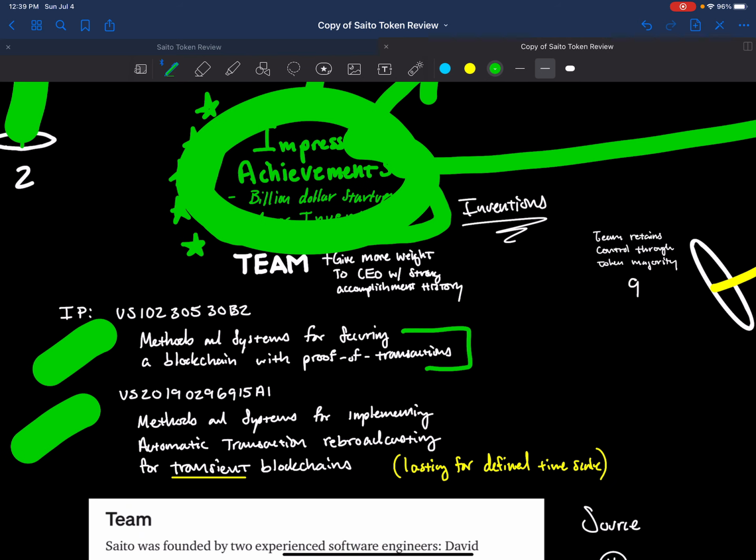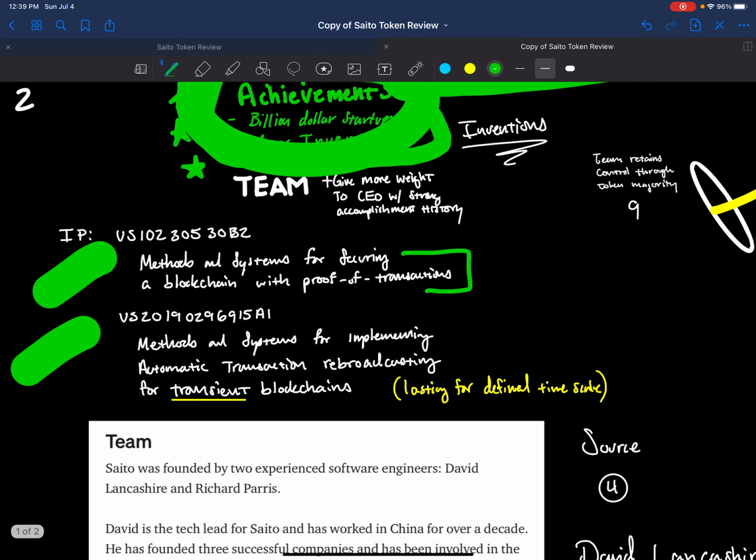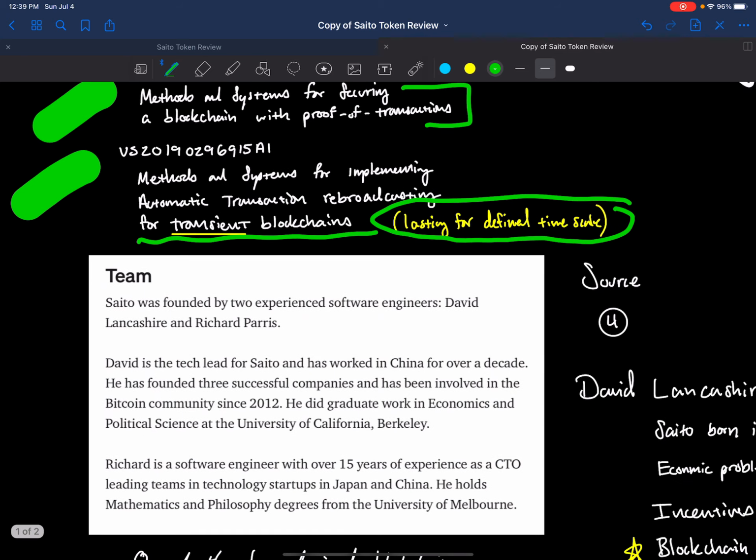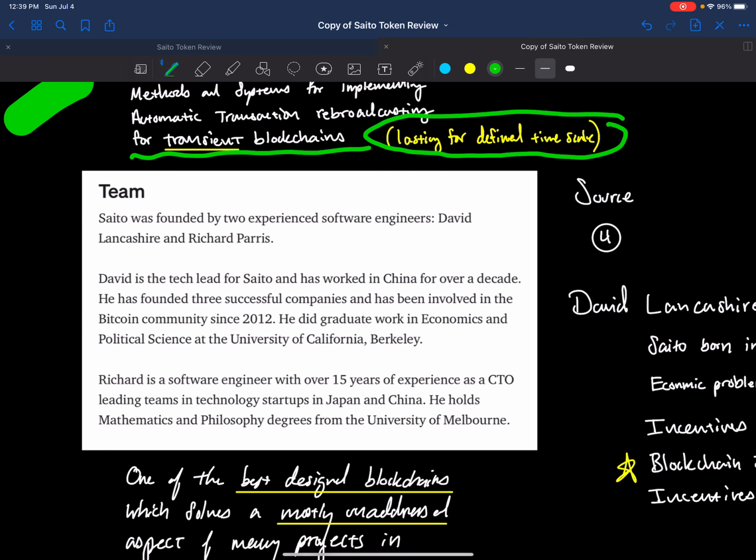The 2 patents are methods and systems for securing blockchain with proof of transactions, and methods and systems for implementing autonomous transaction rebroadcasting for transient blockchains. Basically, transient meaning lasting for defined time sets, okay? All right, and so the Saito team was founded by 2 experienced software engineers, David Lancashire and Richard Parris. They basically have their experience as entrepreneurs.